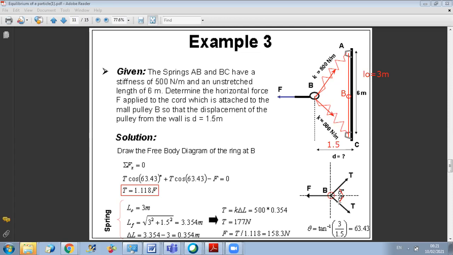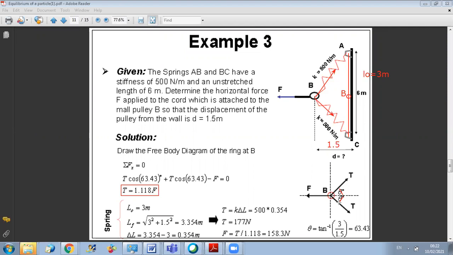Yes. Why? Because the stiffness is the same. The stiffness is the same, and we have a geometrical symmetry in my problem.